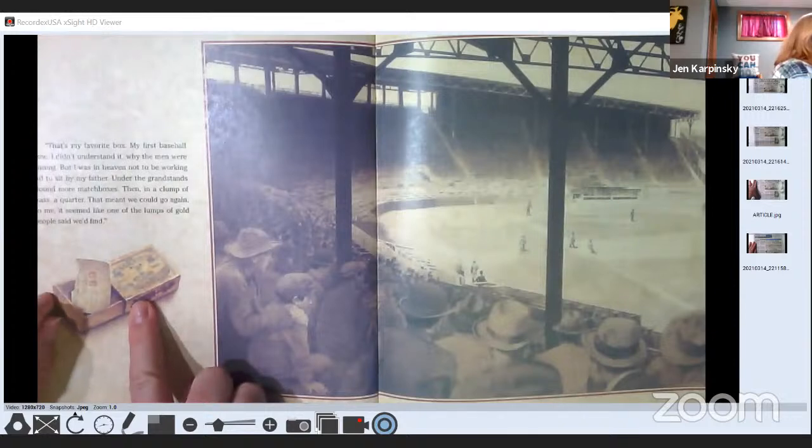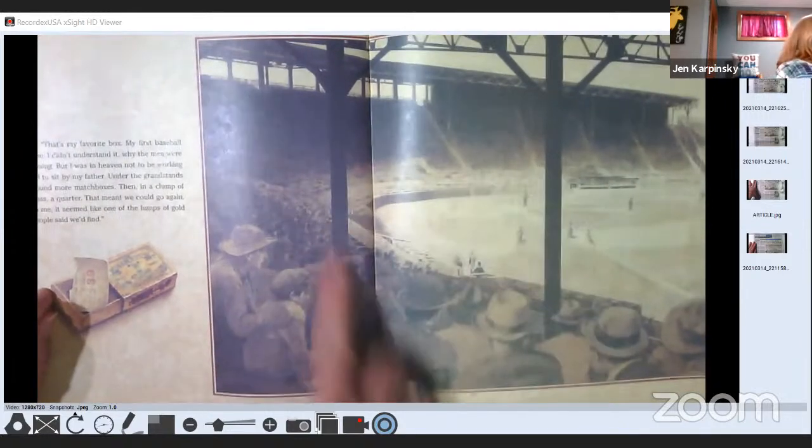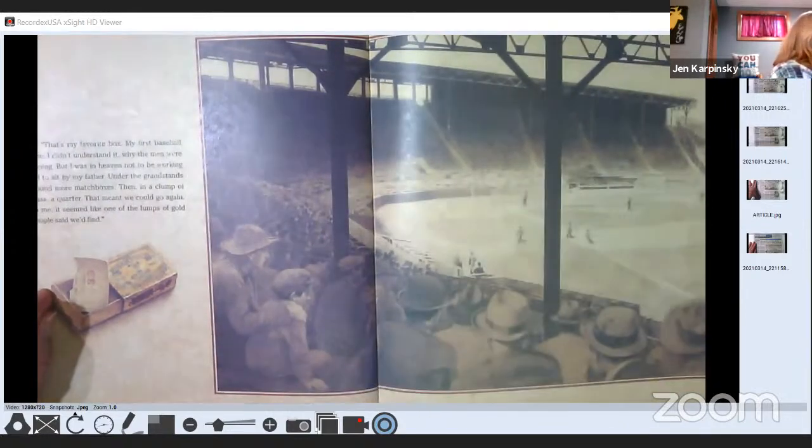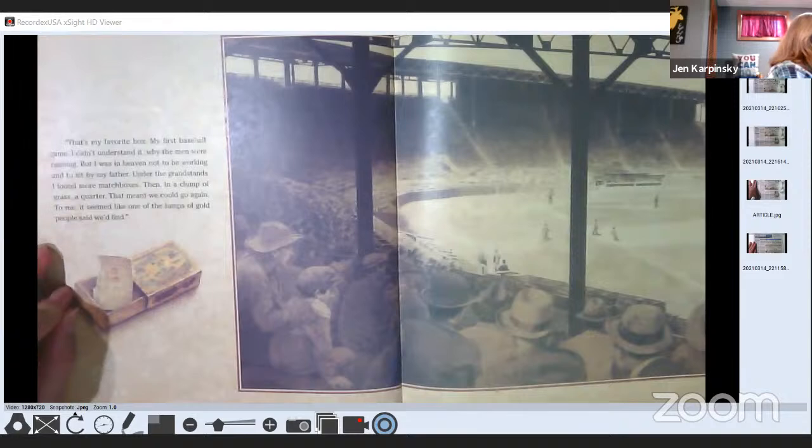That box, that's my favorite box, my first baseball game. I didn't understand it, why men were running, but I was in heaven not to be working and to sit by my father. Under the grandstands, I found more matchboxes. Then, in a clump of grass, I found a quarter. That meant we could go to the game again.